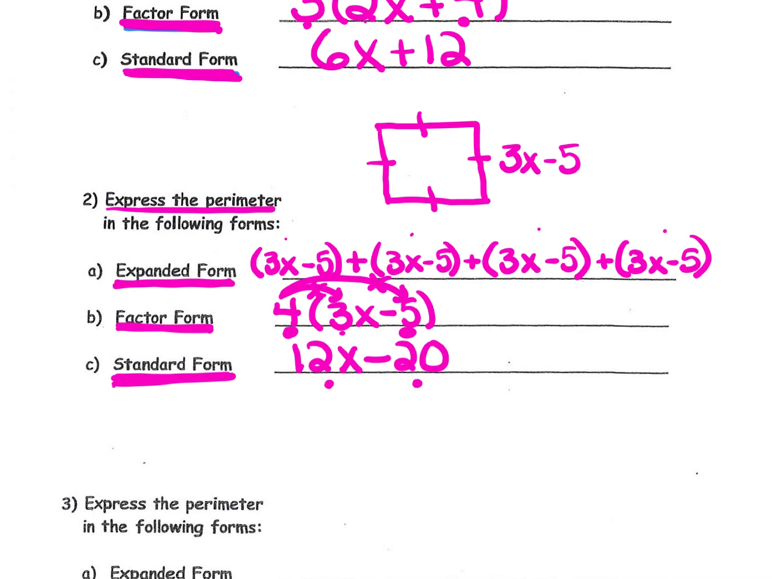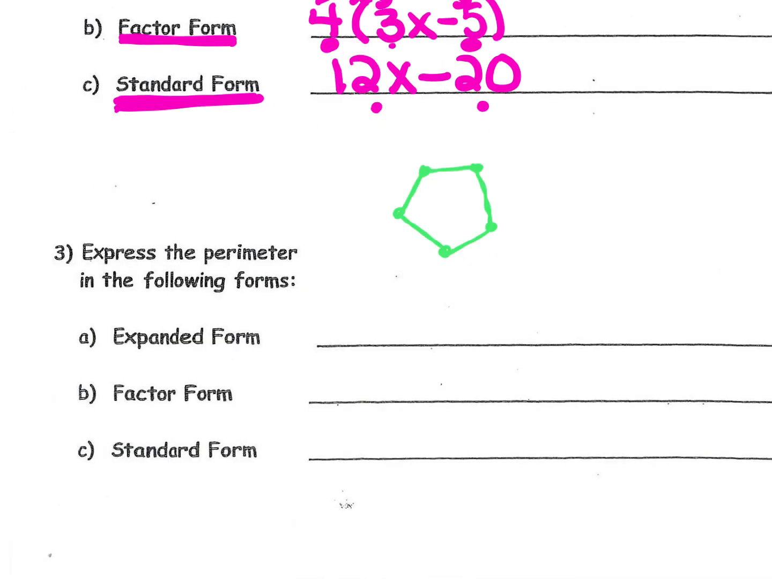One more together. Let's take a look at number 3. For number 3, please draw a regular pentagon. A pentagon is a polygon with 5 sides, and a regular pentagon is a polygon where all 5 sides are congruent. So take a moment and draw a regular pentagon. 5 sides, 5 angles.